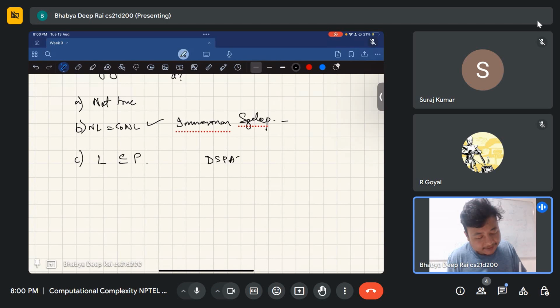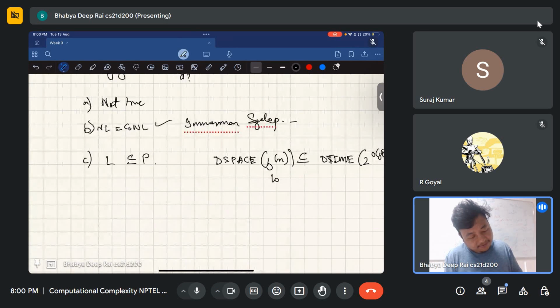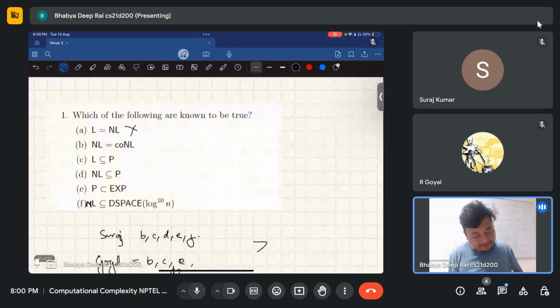Like Goel said, D space f(n) is contained in D time 2 to the order f(n). So f(n), if you take it as log n, then this is contained in 2 to the log n, and 2 to the log n is nothing but polynomial in n. So until here everyone agrees.